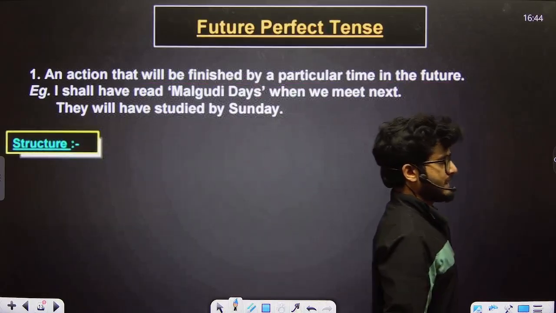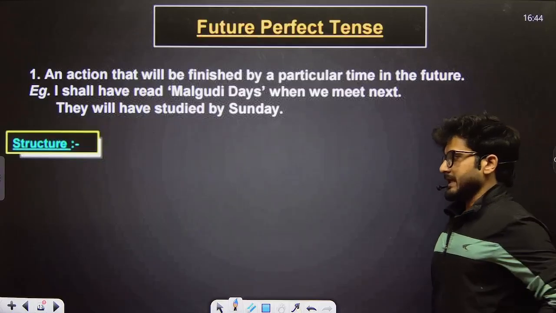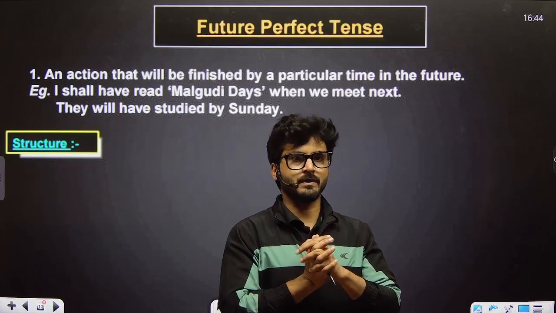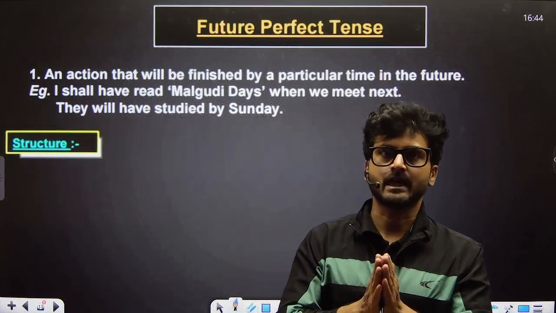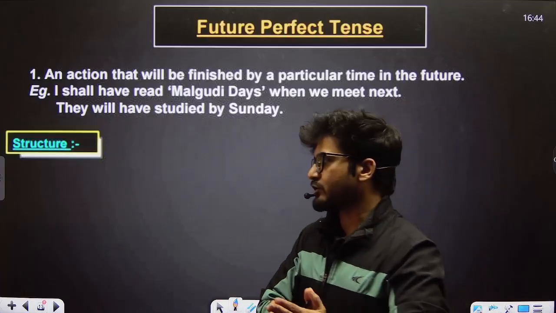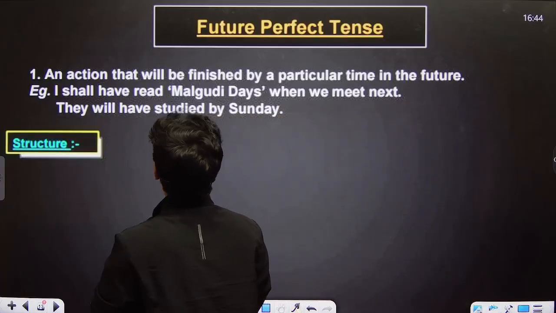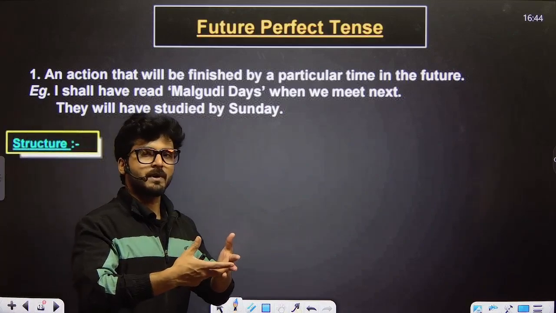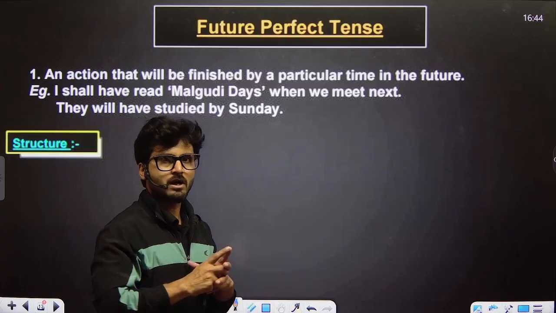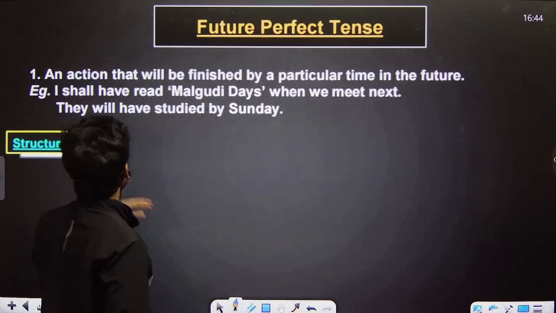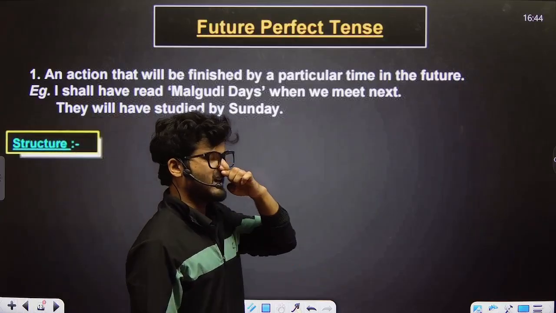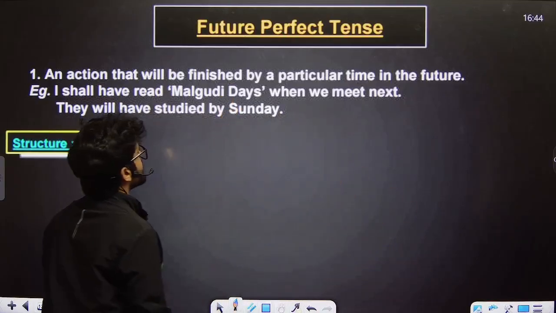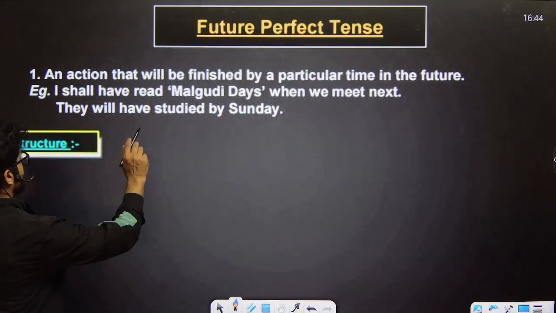Future perfect tense. Whatever you are going to say for the perfect, there is a specific part, a specific thing, that surety is going to be told to you. Like, I shall have read Malgudi Days when we meet next. जब हम नेक्स्ट मिलेंगे तब तक मैं मालगुडी डेज की स्टोरीज कंप्लीट कर चुका हूंगा. They will have studied by Sunday. वो लोग संडे तक पढ़ चुके होंगे. So that is the case of perfect tenses in the future case.